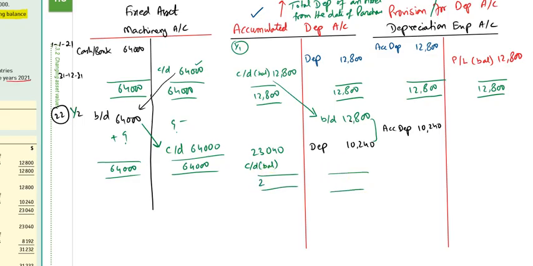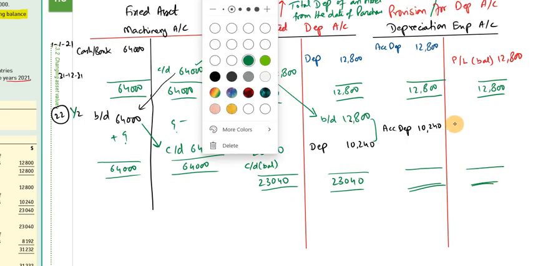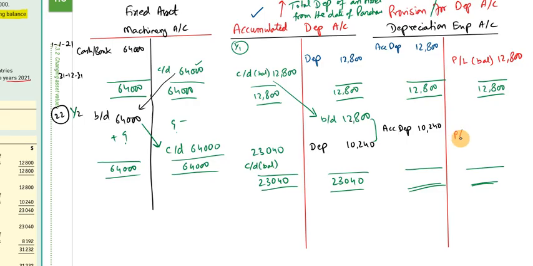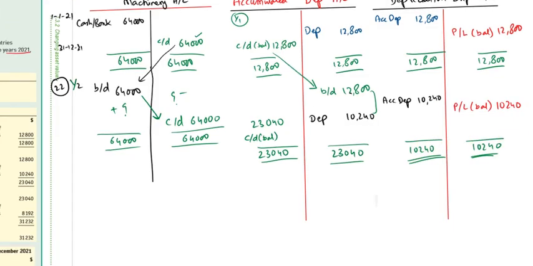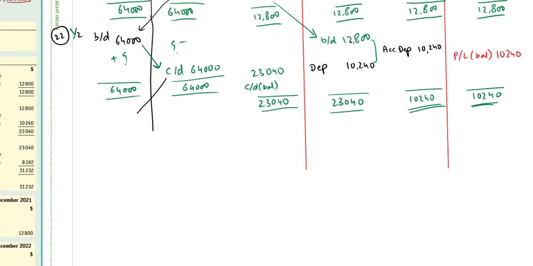So here we close the accounts, 23,040. And now close the depreciation expense account. The depreciation expense is closed, and there is no carry down or brought down in the depreciation or provision for depreciation account. So the whole amount goes to the profit and loss account, that is 10,240. So here we can close the accounts, 10,240, 10,240. And here is the last move.